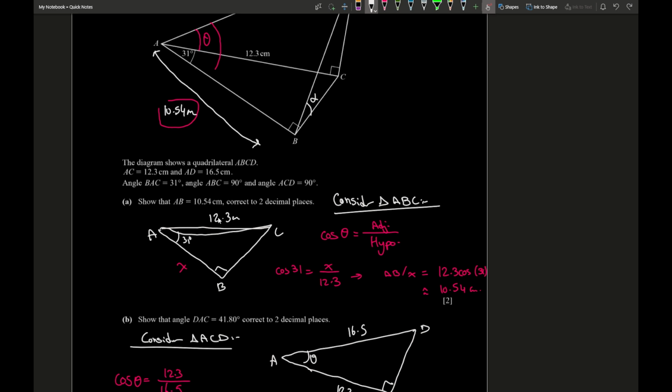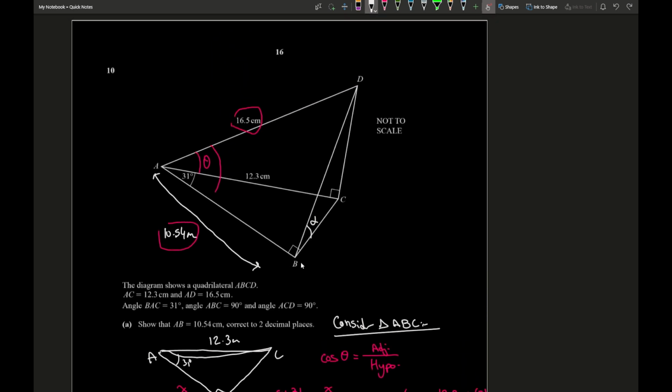BC is equal to the square root of 12.3 squared minus AB squared. Let's write here: for triangle ABC, we know that according to the Pythagorean theorem, AB squared plus BC squared is equal to AC squared. So BC is equal to the square root of AC squared, which is 12.3 squared, minus AB squared, which is 10.54 squared, which is equal to 6.34 centimeters. Also store that value on your calculator.